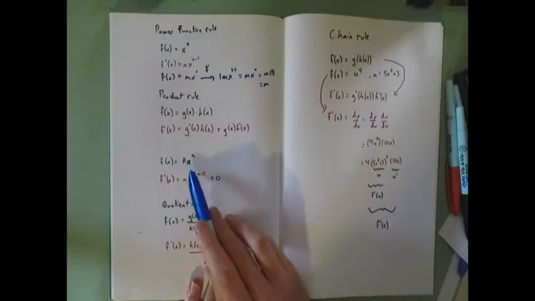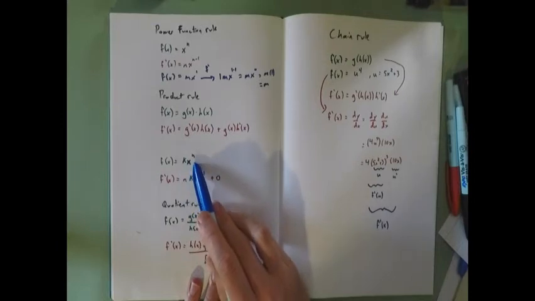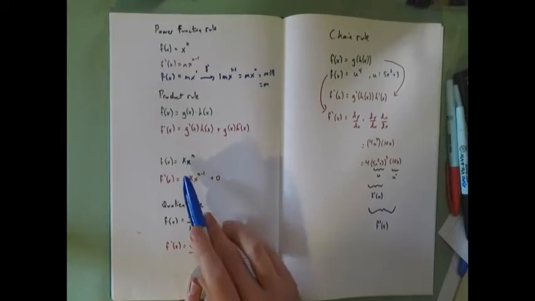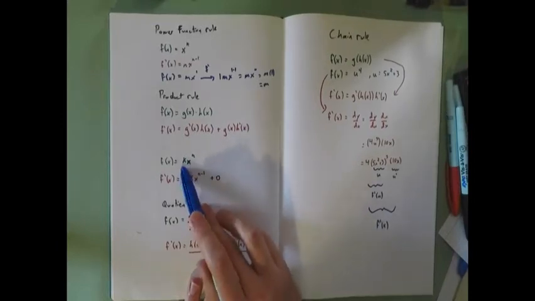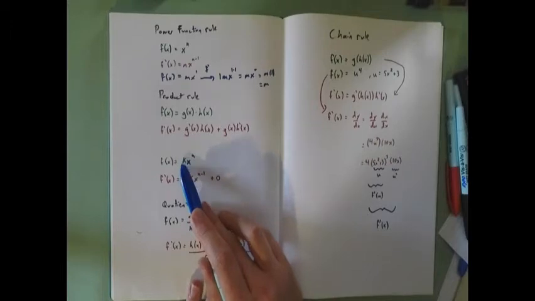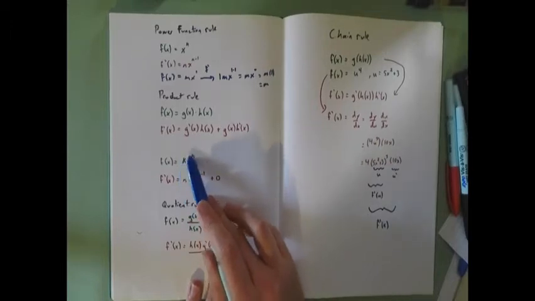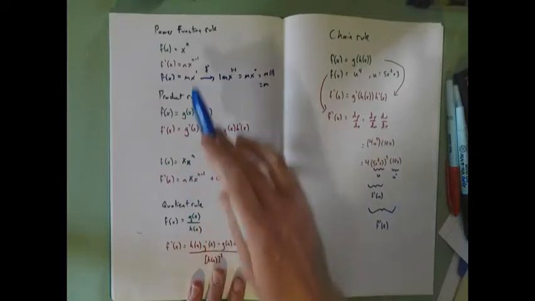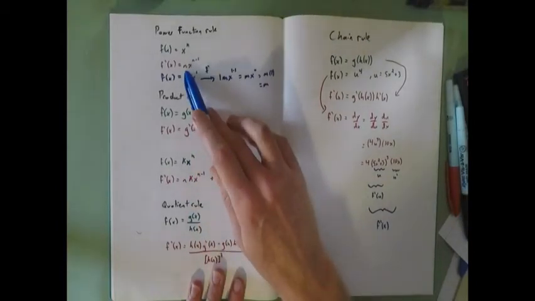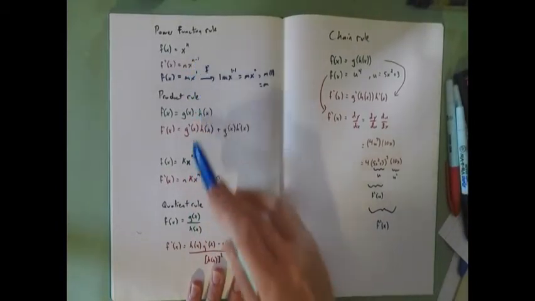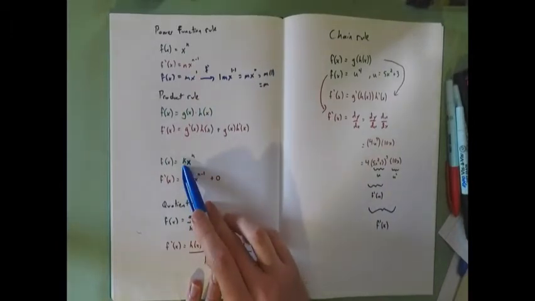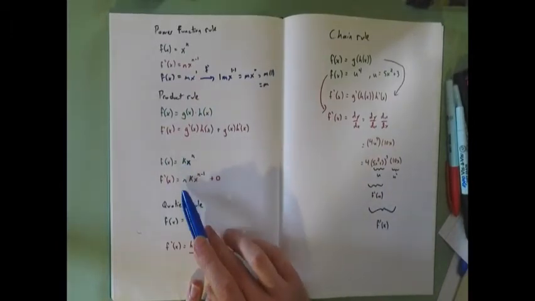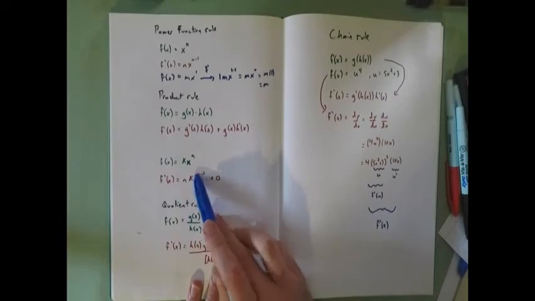If we've got k times x to the n, that is really the same as the constant function rule. K is some constant. It's not really a function of x, but we can take the derivative of it. And we're multiplying by some other function of x, x to the n. Now, x to the n, we can use our power function rule, n times x to the n minus 1, times h of x, which is just k. So we get n times k times x to the n minus 1.